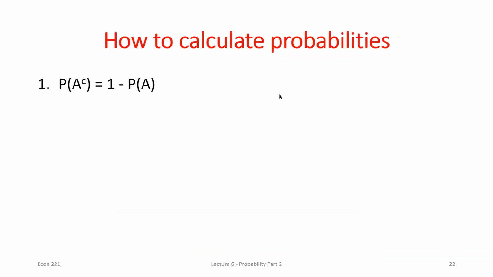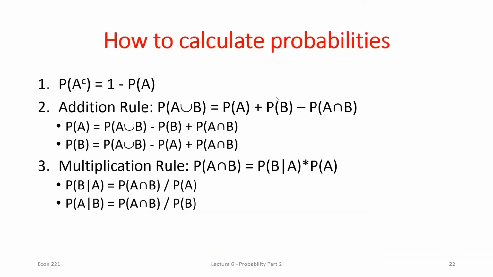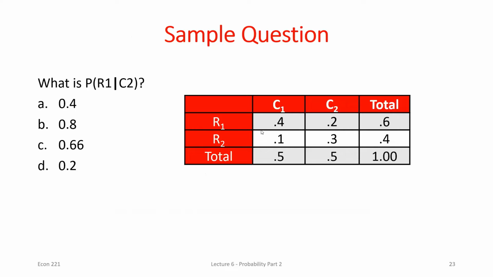And now here's our summary. We've got the complement rule. We've got our addition rule for finding the union, and we can rearrange that a little bit to find different components. And I can also have this multiplication rule where I can solve for the intersection, or I could rearrange it and solve for conditional probabilities. Okay. So once we have this multiplication rule, let's go back to our contingency table.